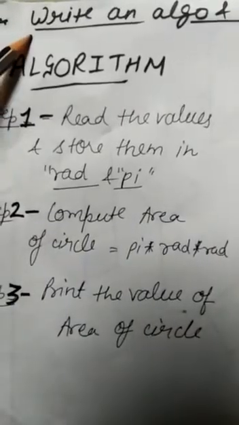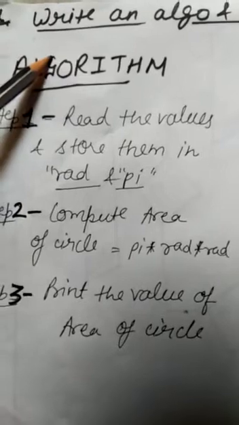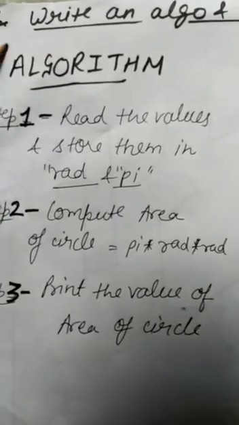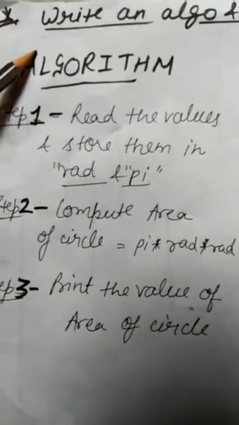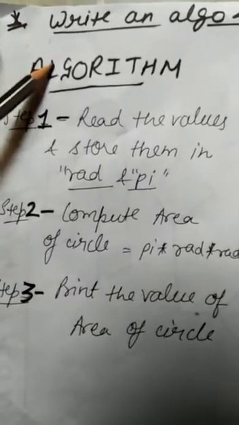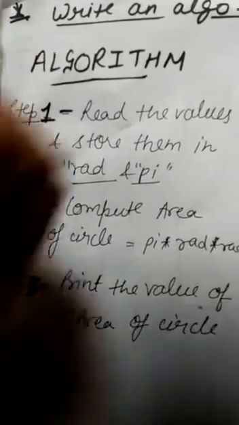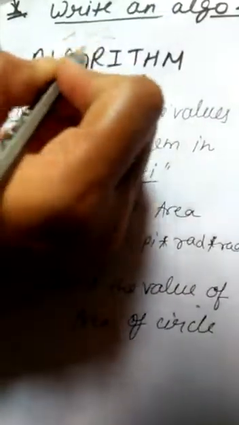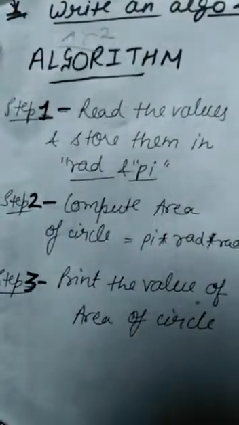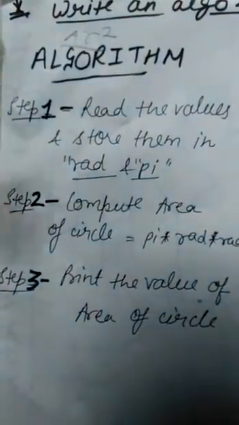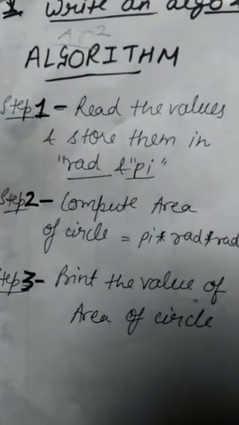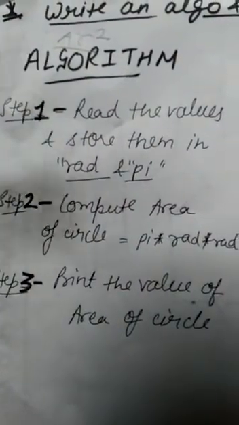Here the question is: write an algorithm and make a flowchart to calculate the area of a circle. You know about the area of a circle. The area of a circle is pi r square. So this is the area of a circle, pi r square. We are going to write the algorithm first, then we are going to draw the flowchart of it.